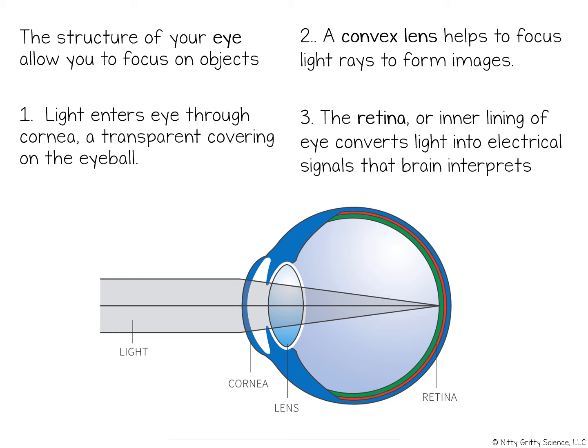Your eye is an amazing organ, and its structures allow you to focus on objects that you see. How your eye works is that light enters your eye through a transparent covering on your eyeball called a cornea. The cornea causes light rays to bend so that they converge. The light passes through an opening called the pupil, and right behind the pupil is a flexible convex lens. The lens helps focus light rays so that a sharp image is formed on your retina, which is the inner lining of your eye. It has cells that convert the light image into electrical signals, which are then carried along the optic nerve to your brain to be interpreted.